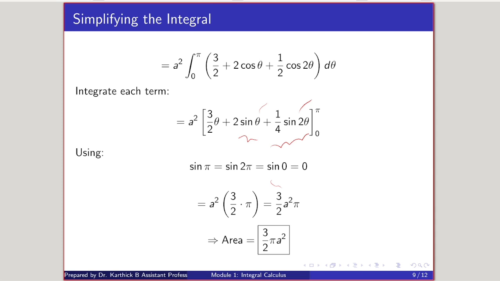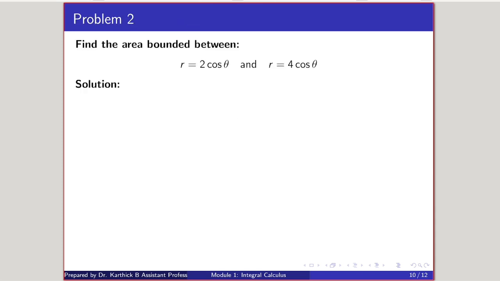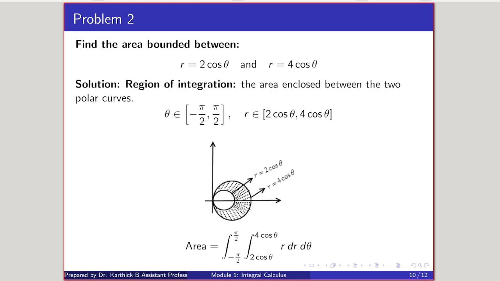Then we go for the next problem. Finding the area between the two curves r equal to 2 cos theta, r equal to 4 cos theta. So simply the region of integration will lie from minus pi by 2 to plus pi by 2. You can check the value because here we want to find the area between the two curves r equal to 2 cos theta and r equal to 4 cos theta.